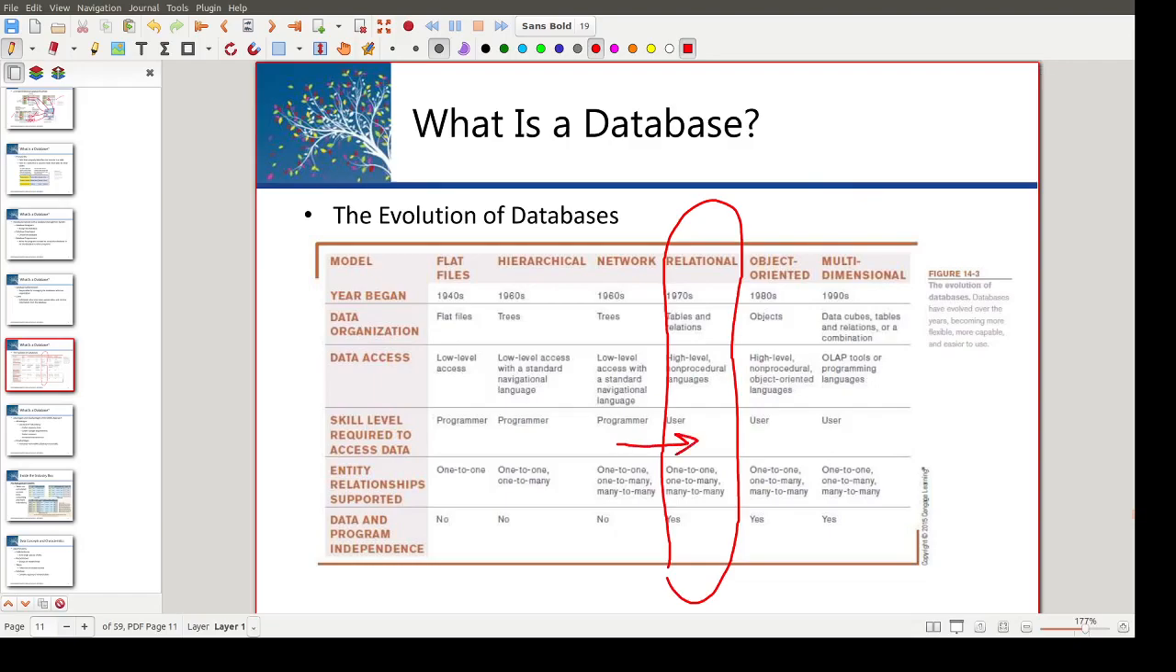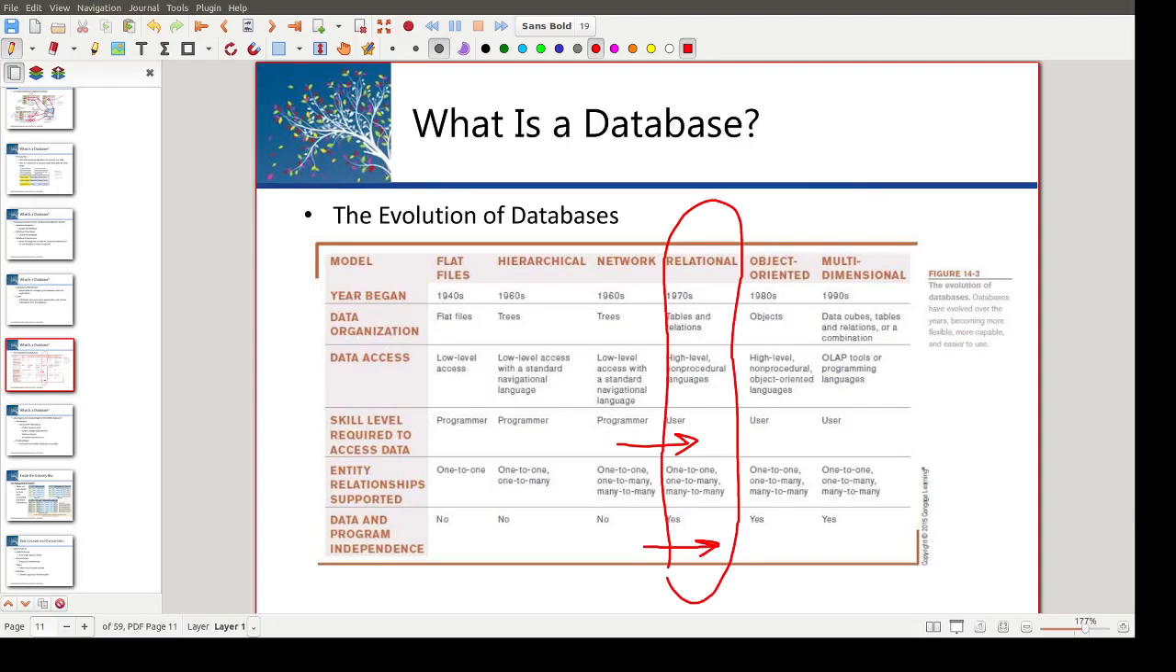Look, before the relational databases, those who are going to deal with databases must be programmers. Why? Because it doesn't separate the way to deal with the data from how to manage data. But relational databases have separate roles. You can have a user for the database, and you can have a programmer for the database, and that's what is emphasized here in the last column.